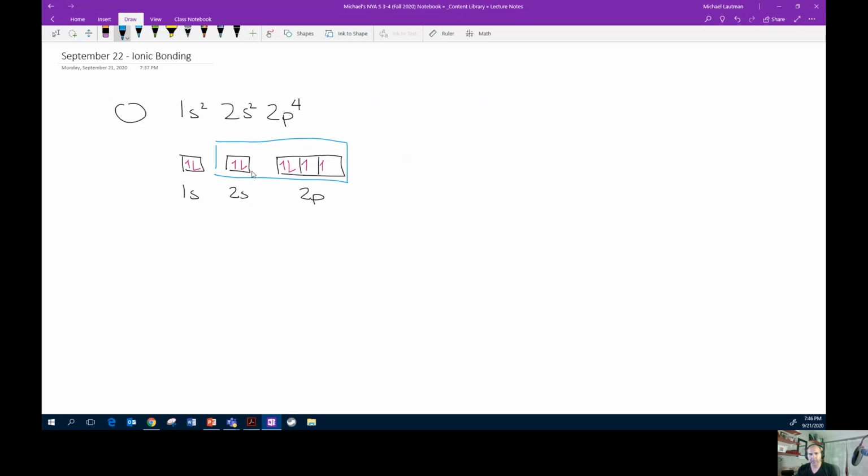So we have 2 paired electrons and 2 unpaired electrons. And this works really well for things like oxygen and chlorine or fluorine. Doesn't always work so well for things like nitrogen and carbon. We're going to talk about why that is.